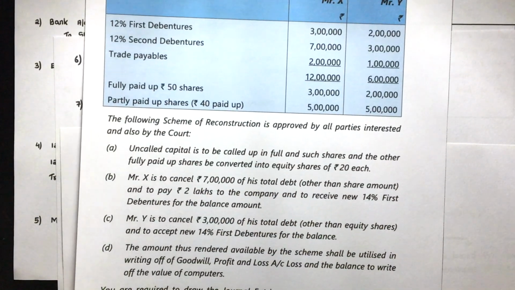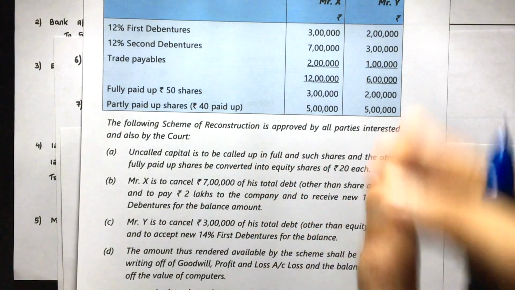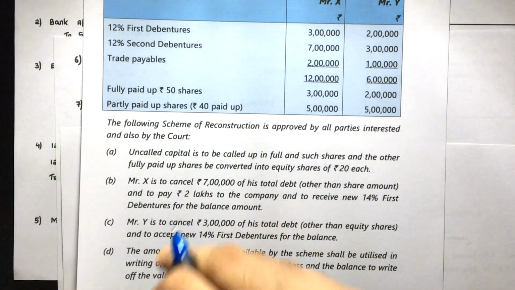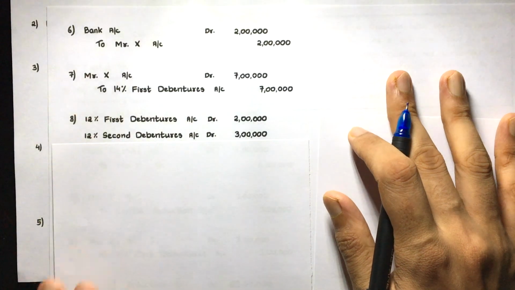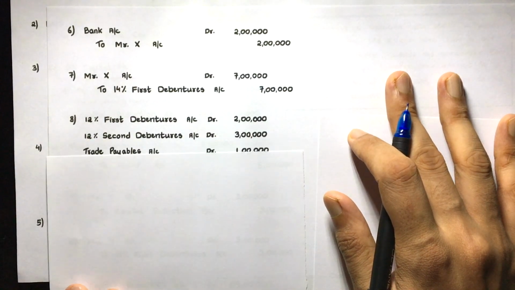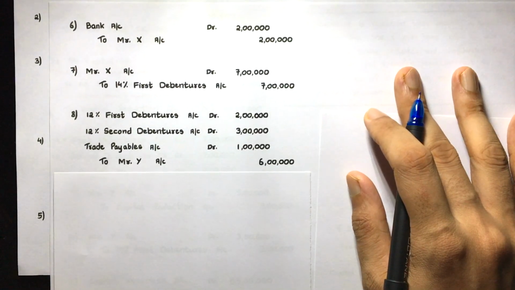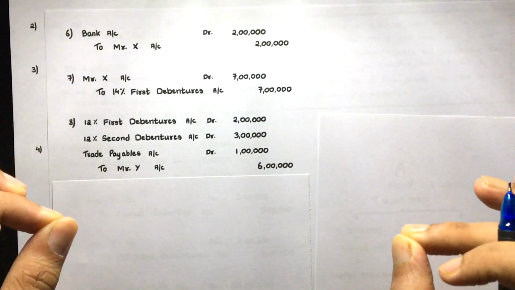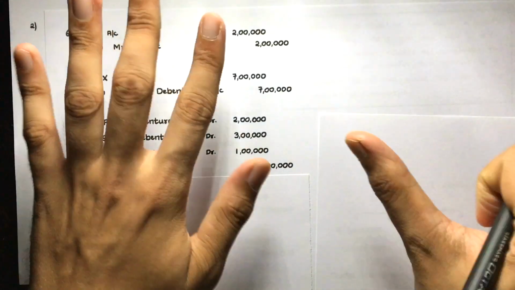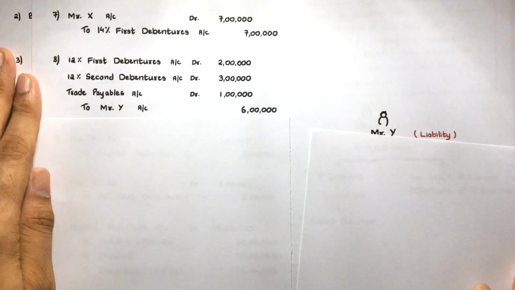Whenever this happens, what do we do first? First we transfer all the liabilities to their personal account. Whatever interest is there of that person, we transfer that to Mr. Y's account. So how will that happen? The same way, we are going to debit all the liabilities: 12% first debentures, 12% second debentures, and trade payables, 2 lakh, 3 lakh, 1 lakh. 2 plus 3 plus 1, that is 6 lakhs. So 6 lakh will go to Mr. Y's account. In our accounting books, we are accepting that we have to pay 6 lakhs to Mr. Y. Is it clear?